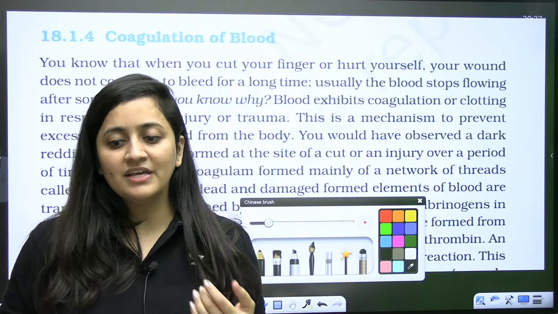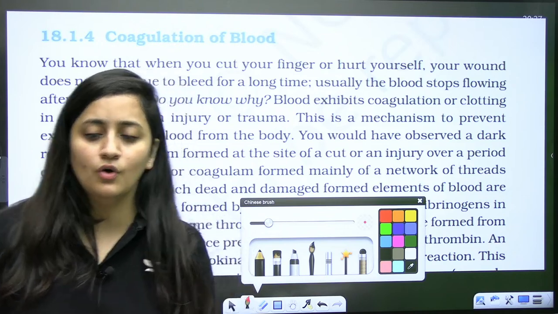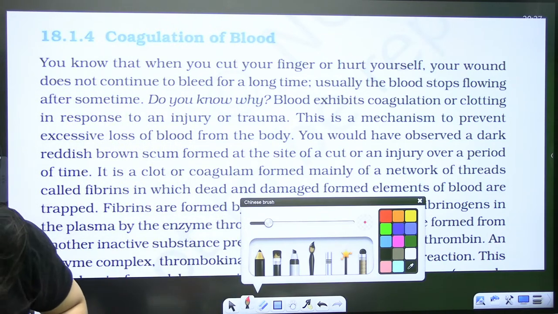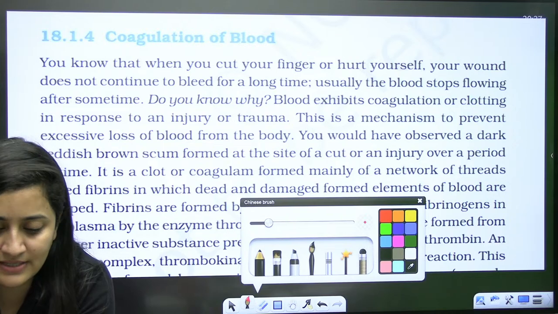Bache, blood flow will get mixed, and during placental connections also, right? During the second pregnancy, Lakshmi, during placental connection also, this thing will happen.